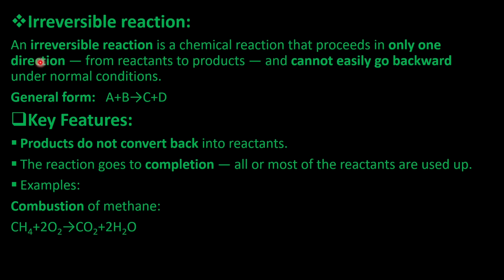Irreversible reaction. An irreversible reaction is a chemical reaction that proceeds in only one direction, from reactants to products, and cannot easily go backward under normal conditions. So under normal conditions, an irreversible reaction does not go backward. That is, the reaction goes towards completion. In general form, we can say when A plus B reactants react, it gives C plus D. And from the products, this reaction does not go backward to give reactants again, but this is in normal conditions.